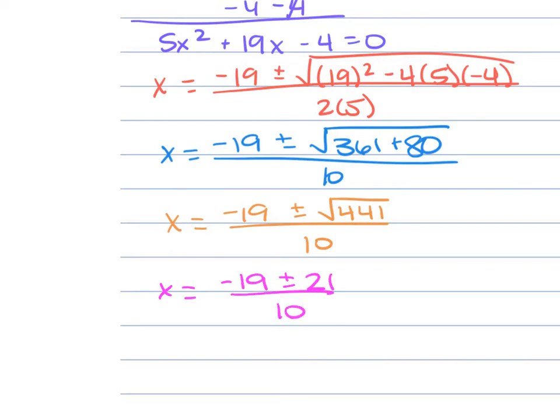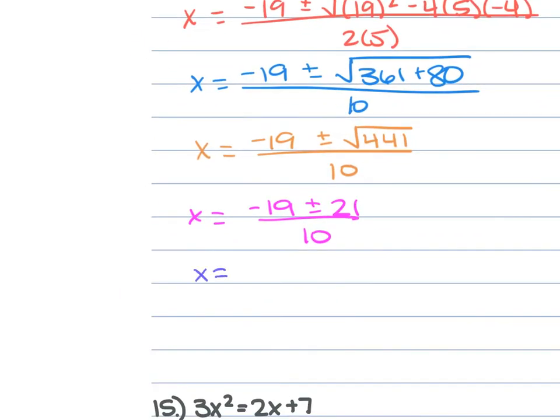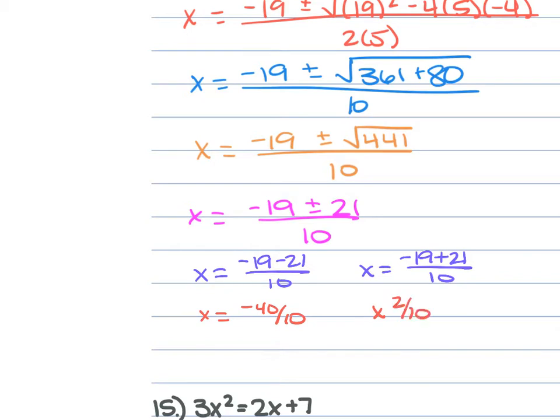So we're going to separate this into two equations. We have x is equal to negative 19 minus 21 over 10, and x is equal to negative 19 plus 21 all over 10. The negative 19 minus 21 gives us negative 40, yes, negative 40 over 10. And then the negative 19 plus 21 gives us 2 over 10. So this is going to be x is equal to negative 4, and x is equal to 1/5.